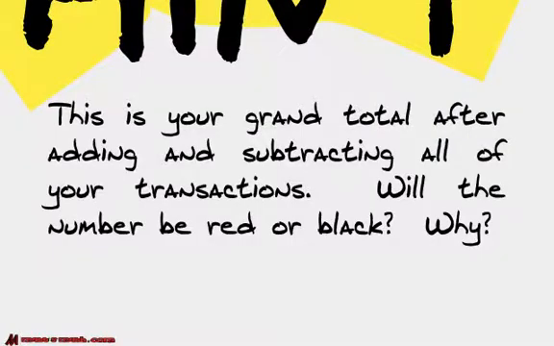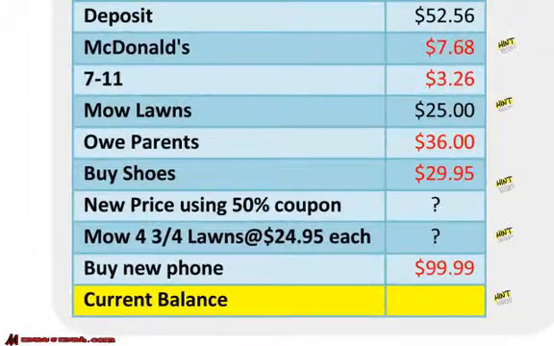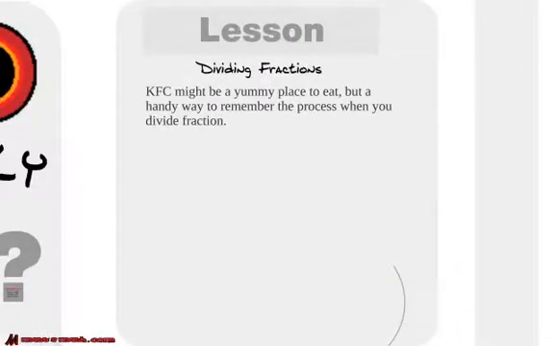Right? And this is your grand total after adding and subtracting is what you get on the end. Will this number be red or black? Please tell me why. All right. That was it for looking at our sheet there. All right, KFC.